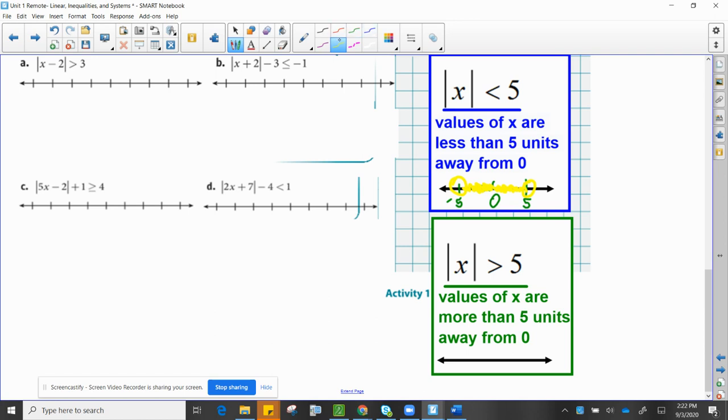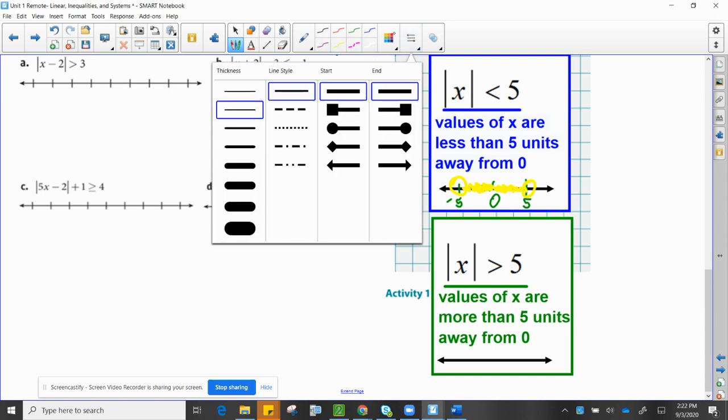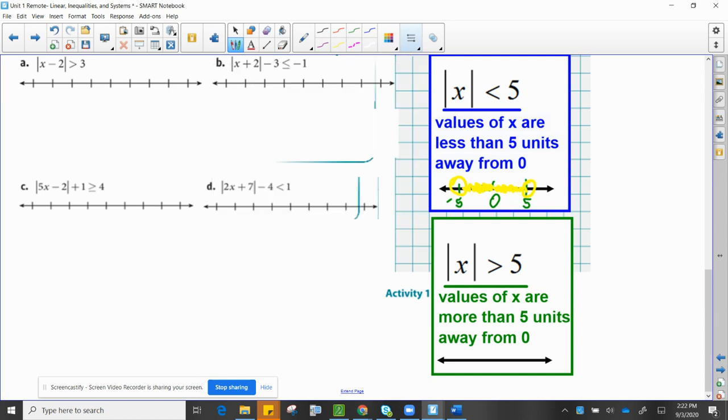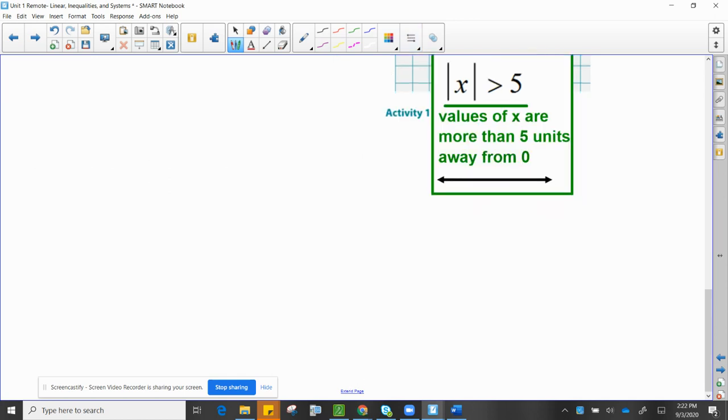Versus a greater than, okay, if the absolute value of x is greater than 5, that means the values of x are more than 5 units away from 0. So again, if I have my number line and I have 0, -5, and +5, what this is saying then is my values for x have to be more than 5 units away. So they would be shaded out, away from 0.